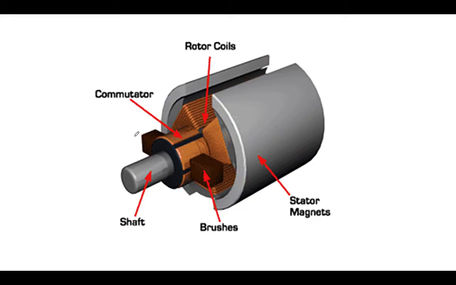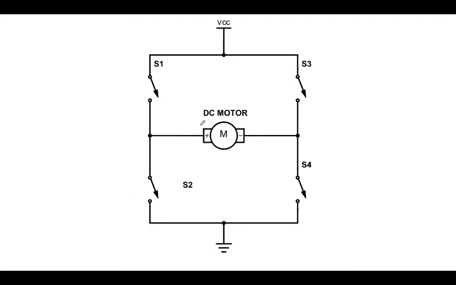The polarity of the power supply applied to the DC motor can be changed using an H bridge. We call this circuit an H bridge. Here in this H bridge, a power supply is applied, VCC and ground, between these four switches. These switches can be MOSFETs or transistors.